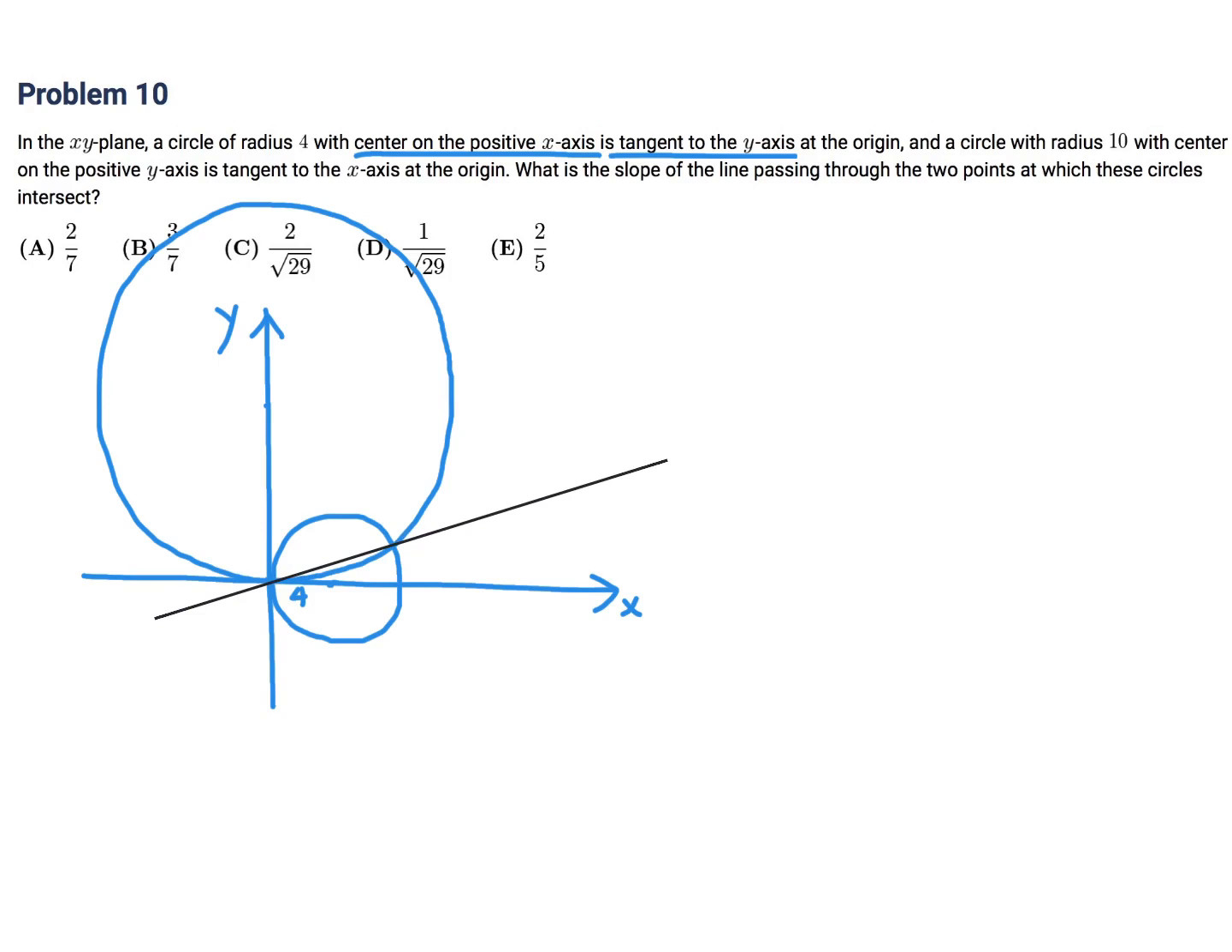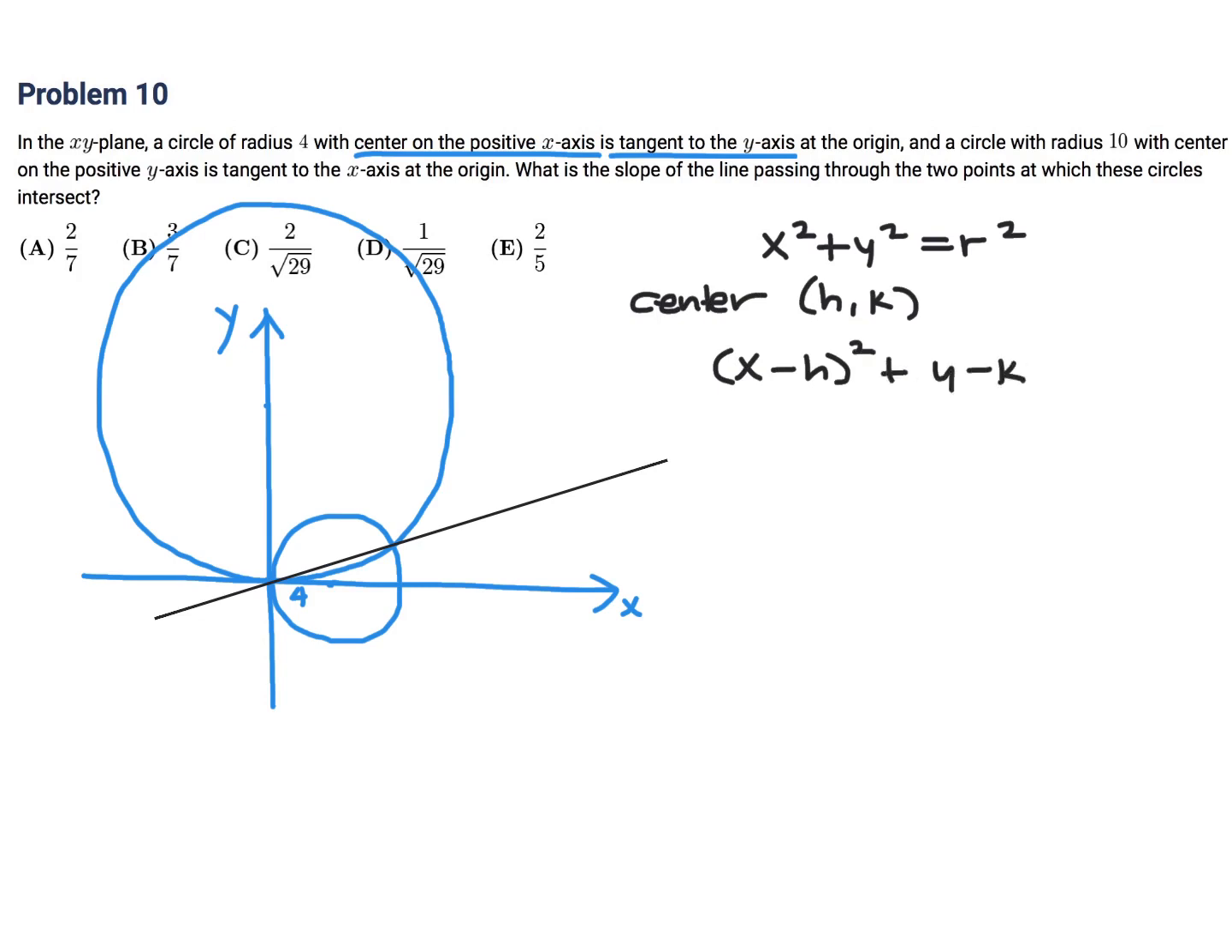First, a little bit of a primer for those of you who forgot. If the center is at the origin, that would be the equation of a circle. But if the center is not at the origin, the center is (h, k), then the equation becomes (x minus h) squared plus (y minus k) squared equals r squared, where r squared is the radius squared. So in the small circle, the center is (4, 0), correct?